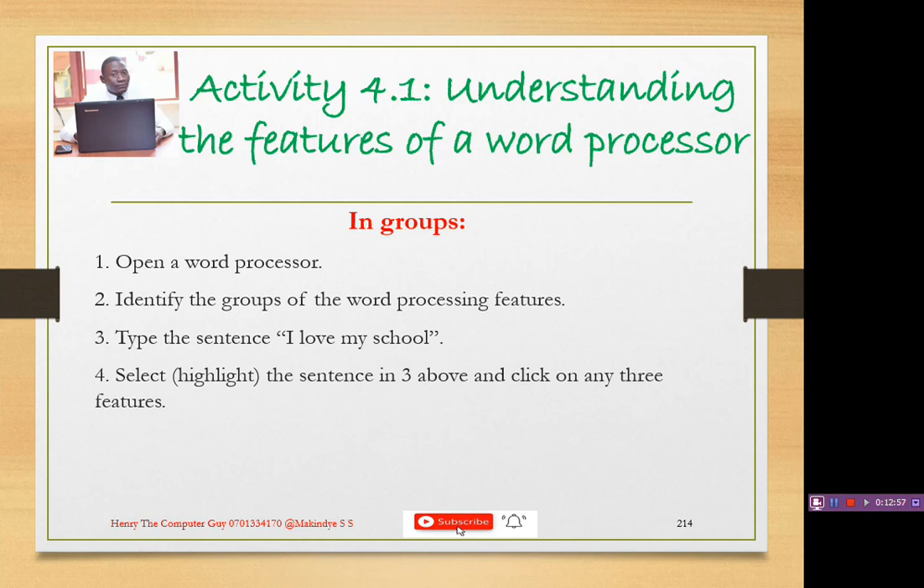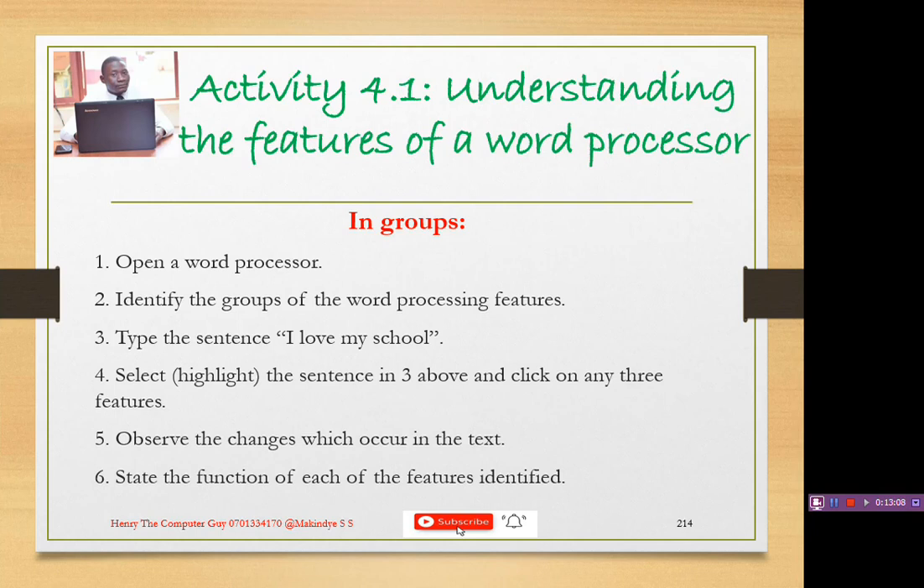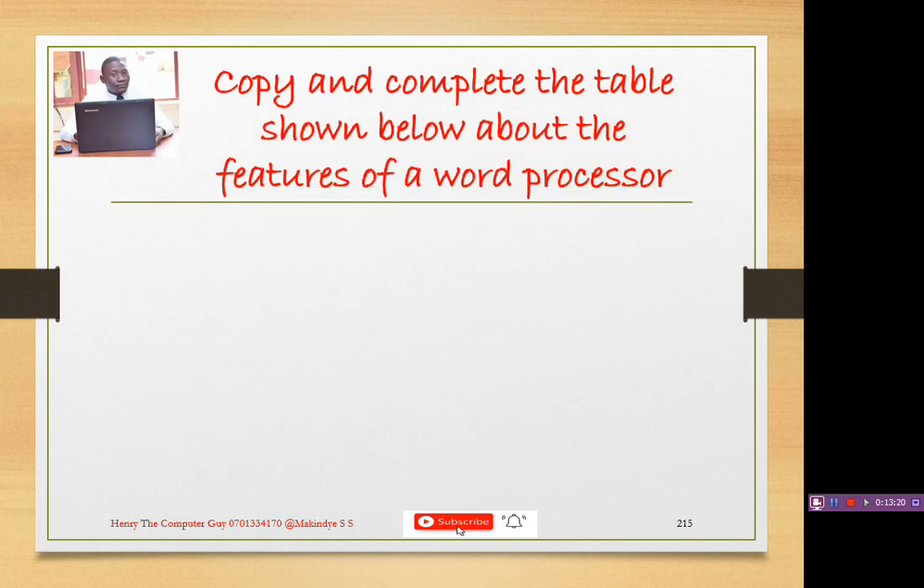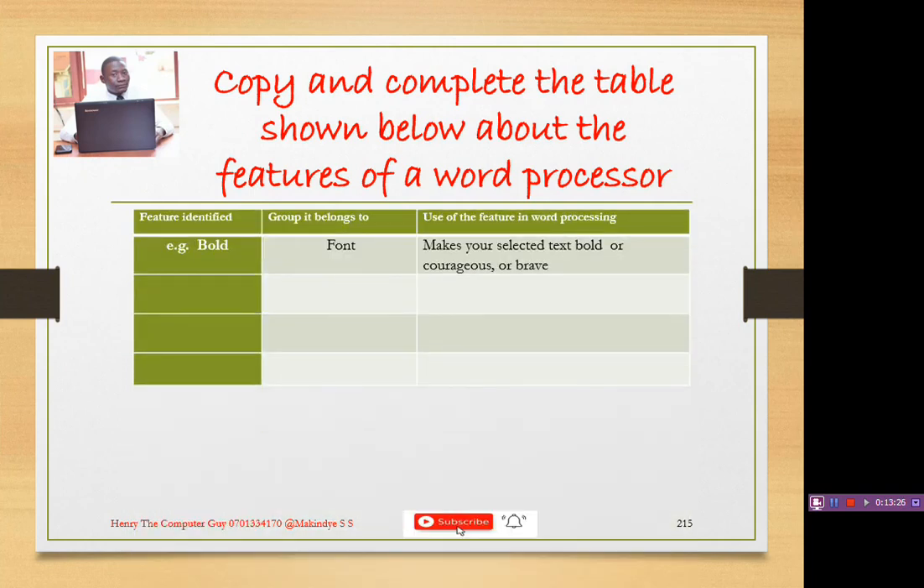And click on any 3 features. So you're going to look for any 3 features and make the modifications. Observe the changes which occur in the text. What changes have you seen? Then state the function of each of the features identified. So after identifying them, we continue. That means that we shall be able to indicate them into a table. So they are telling us that we copy and complete the table shown below. So that means that after using the feature, identifying the feature, you write it there. Then you look for the group where it belongs, you put it there. Then you also give us the use of the feature in word processing.